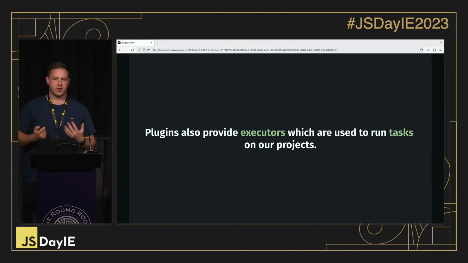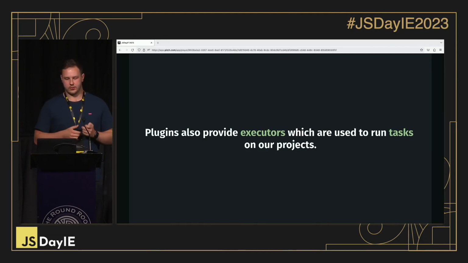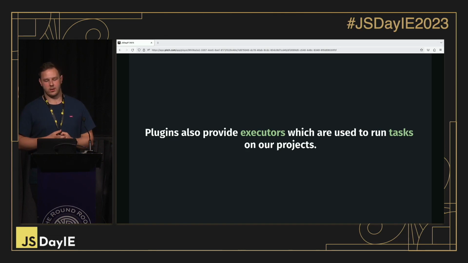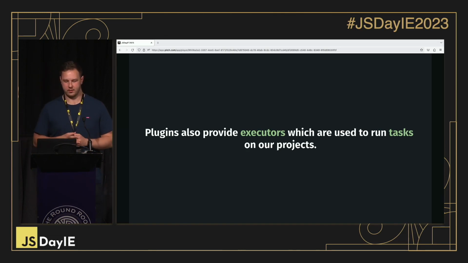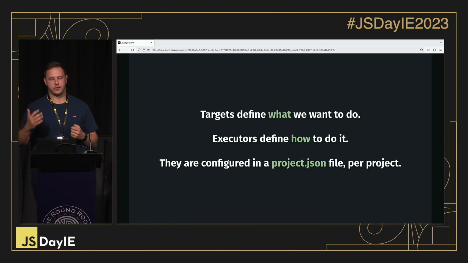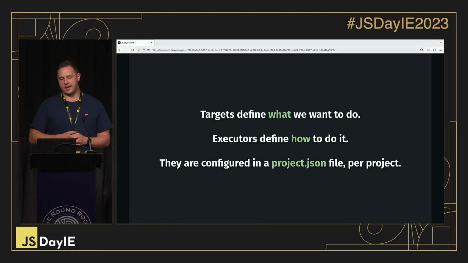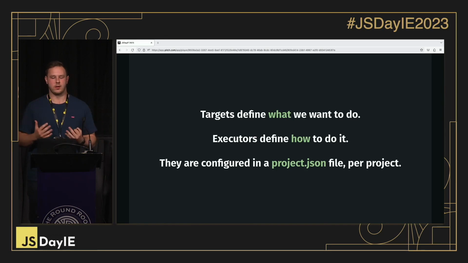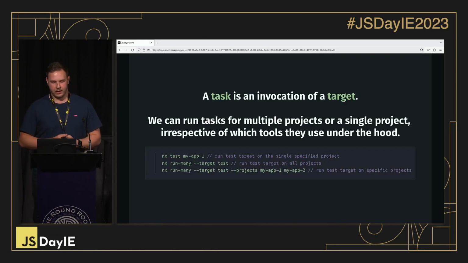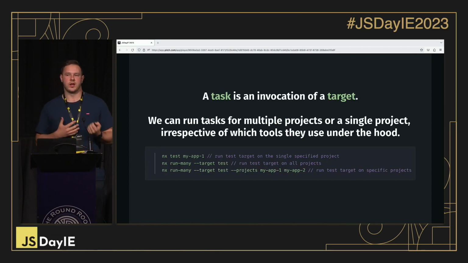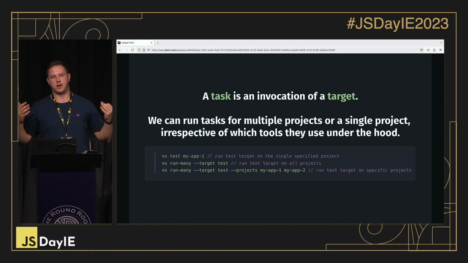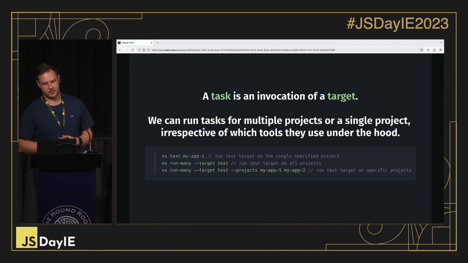So as well as generators, which we've just seen in action, plugins also provide you with executors. And executors are used to run tasks within your projects. So within your project, you'll define a number of targets, which are the things that you want to do with that project. So you might have a test target, a build target, a lint target, a serve target, and then executors define how to actually run that target. And they're configured in these project.json files. And a task is just an invocation of a target. So when you invoke a target and run the executor, that's known in NX as a task.